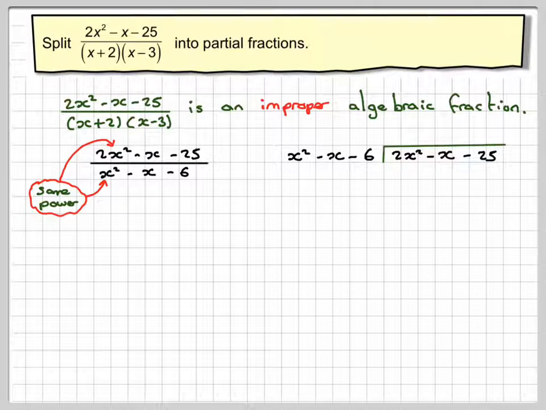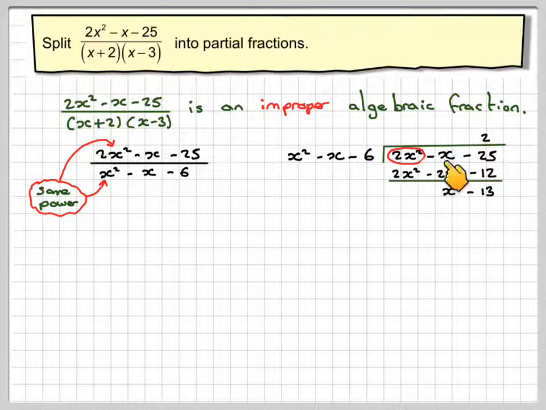So using polynomial division, we've got 2x squared divided by x, which gives an answer of 2. So make sure you put the answer 2 here. Then you multiply: 2 times x squared gives me 2x squared, 2 times minus x gives you minus 2x, and 2 times minus 6 gives me minus 12.